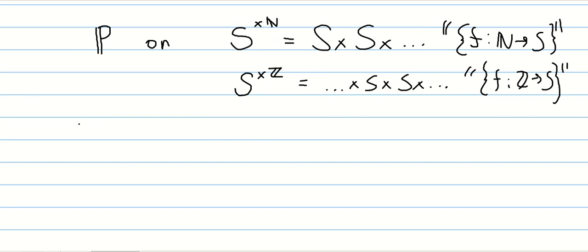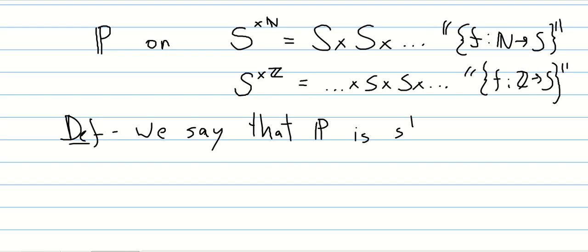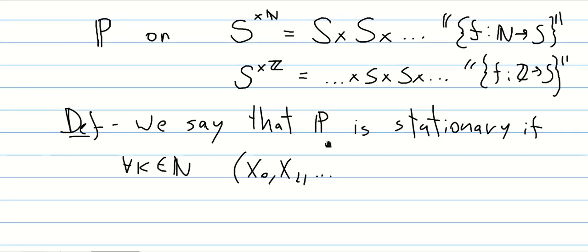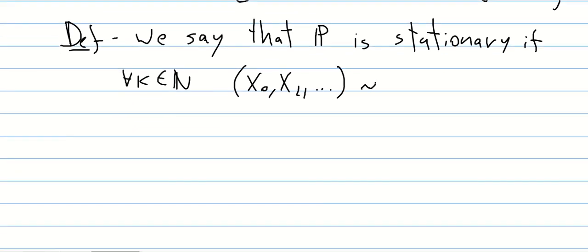One such definition is stationarity. We say that P is stationary if for every k, the distribution of x0, x1, and so on is equal to the distribution of xk, xk plus 1, and so on and so forth, the infinite vector.